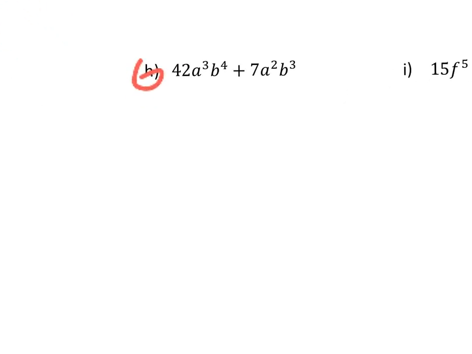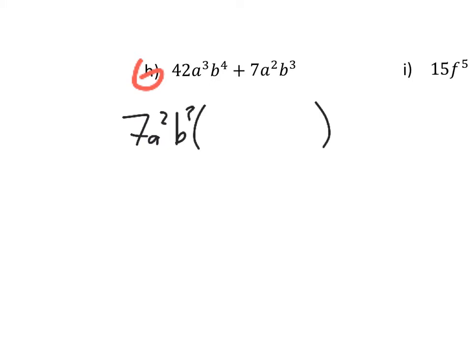Letter H. Now I have coefficients, so I'm going to think 42 and 7. I should hear a multiplication memorization problem in my head that 7 comes out of both of those. I have a to the third, a squared. I want the smaller of those two, so I'm going to take out an a squared. I have b to the fourth, b to the third. Again, I'm going to take out the smaller of those two, which is b to the third.